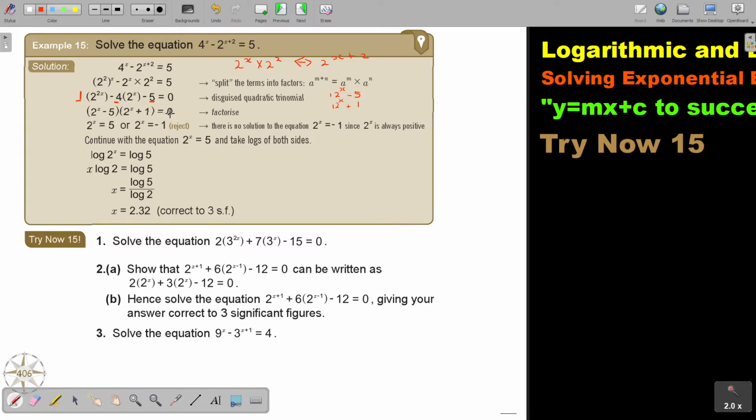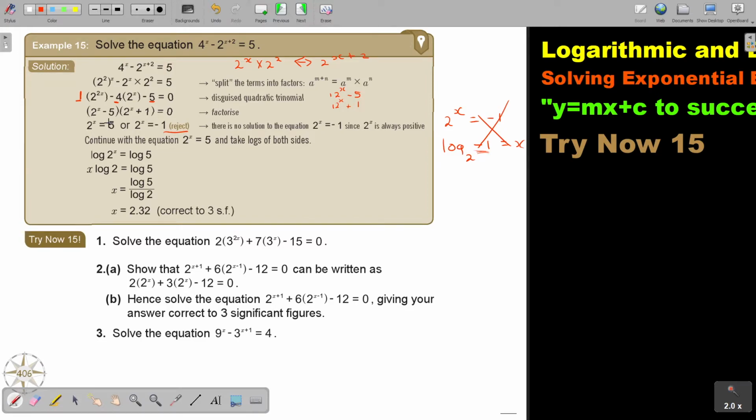I put this equals 0 and I put this equals 0. Now, I reject this, because you will never get a negative there. There is no solution to the equation since 2 to the power x is always positive. You can even see it if you convert it to log form. Say you take 2 to the power x equals negative 1 and convert it to log form, then you get log 2 of negative 1 equals x, and you don't get the log of a negative. So I reject that one.